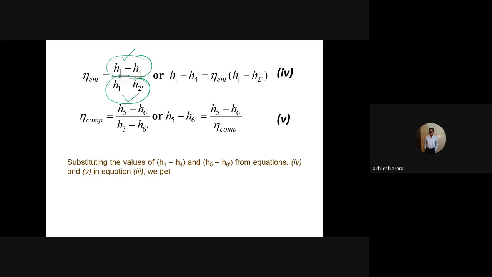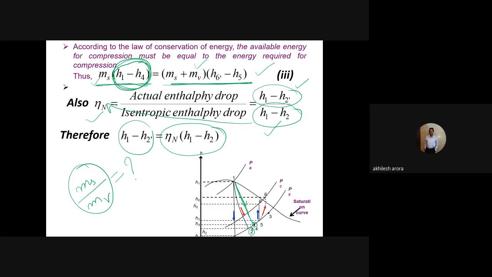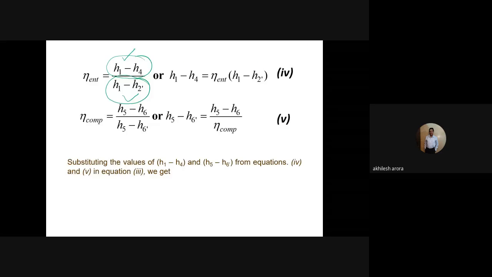तो पिछली इक्वेशन में आप देखो तो हमने यहाँ पे h1 माइनस h2 डैश निकाला है. ओके, अब यहाँ पे हम इस इक्वेशन से h1 माइनस h4 निकाल लेते हैं. तो h1 माइनस h4 की वैल्यू क्या आ गई? It is equal to इंट्रेनमेंट एफिशिएंसी इंटू (h1 माइनस h2 डैश). देख लो, आई थिंक इट्स क्लियर टू यू. ओके, इसके बाद कंप्रेशन एफिशिएंसी ले लेते हैं.